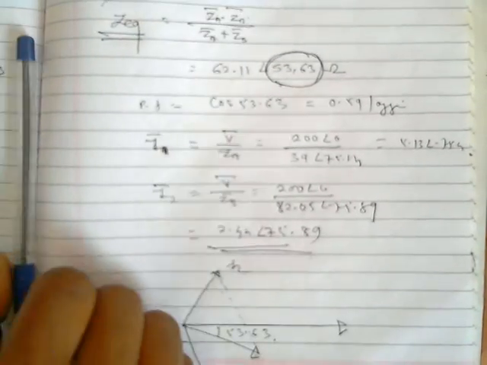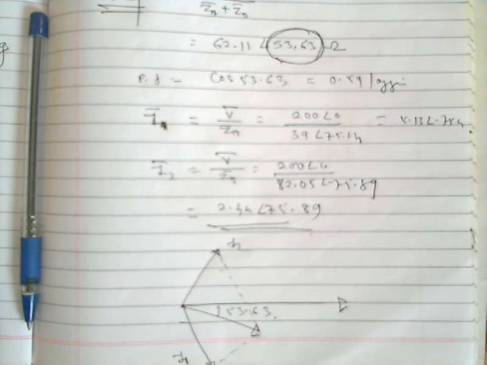So this is how we can solve examples on parallel circuits. In the next lecture we'll study an example on parallel resonance. Thank you.